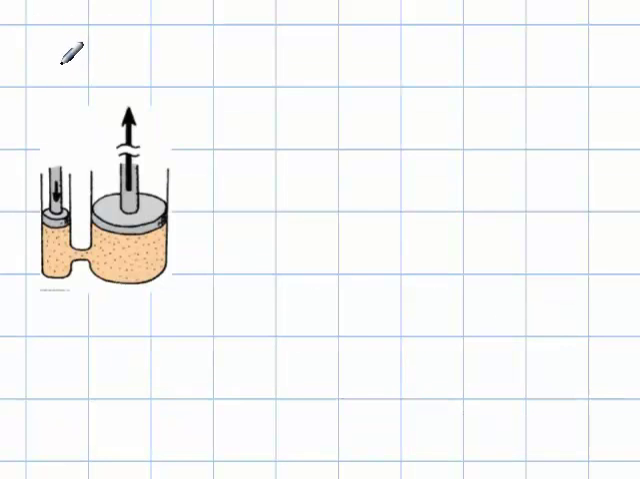The next problem is chapter 13, number 10. It says, in the hydraulic pistons shown in the sketch, the small piston has a diameter of 2 centimeters. The larger piston has a diameter of 6 centimeters. How much more force can the larger piston exert compared with the force applied to the smaller piston?